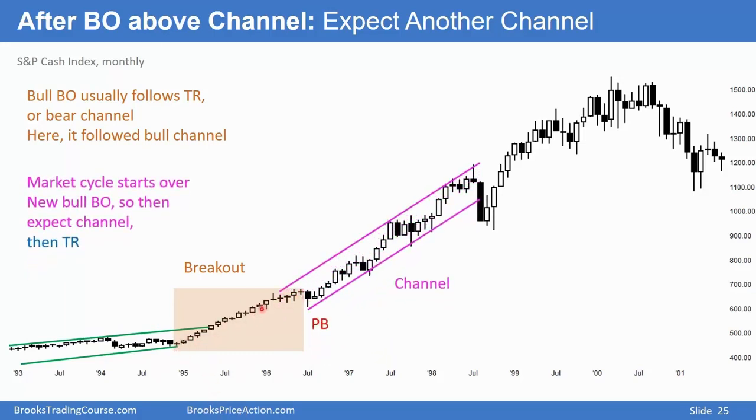Very strong bull breakout, micro channel, little pullback, very tight channel. And then a bigger pullback, and then more bear bars and more pullbacks. Very tight bull channel, a breakout on a higher time frame chart.